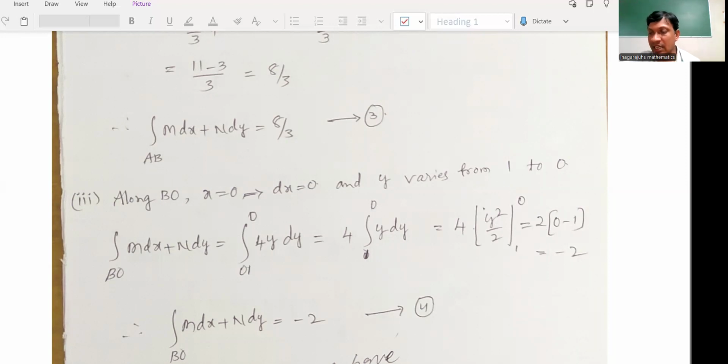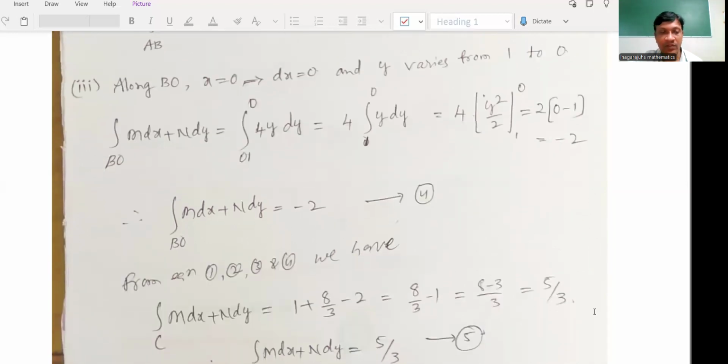So the complete line integral, we have to add these 3. Then we will get the complete path. So from equations 1, 2, 3, and 4, we have integral over C of M dx plus N dy is equal to along OA plus along AB plus along BO. So that is along OA is 1, plus 8 by 3 along AB, minus 2 along BO. So this is equal to 8 by 3 minus 1. By simplifying, we are getting 5 by 3.